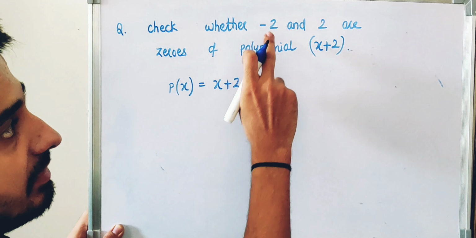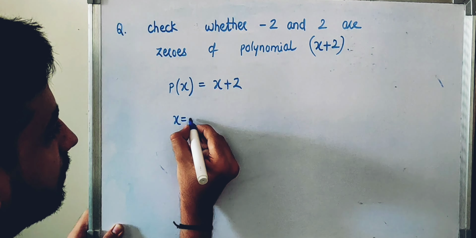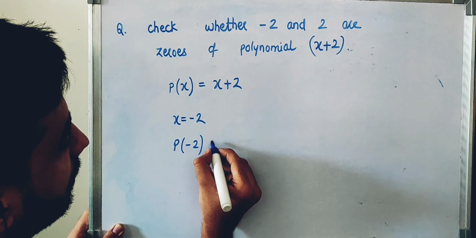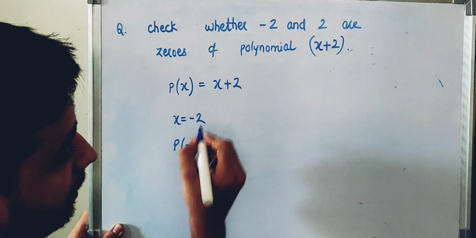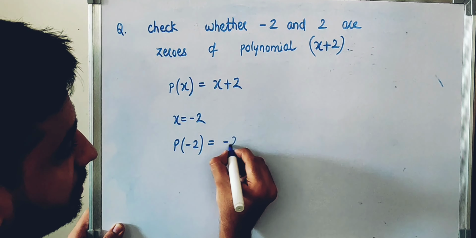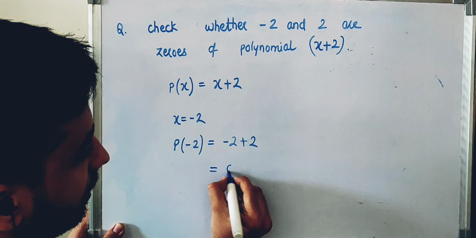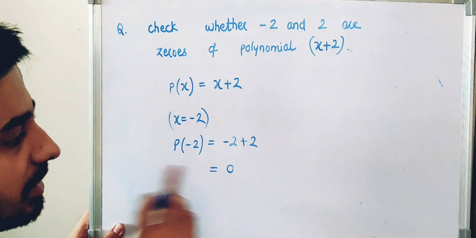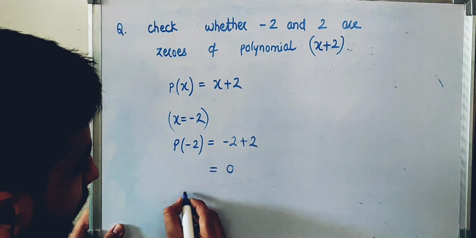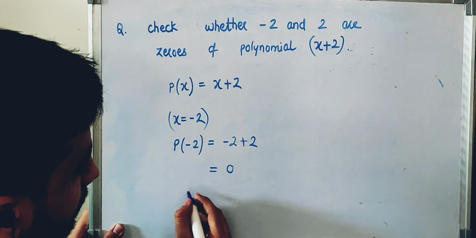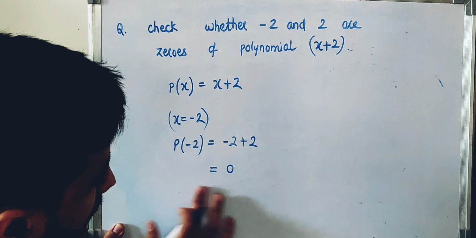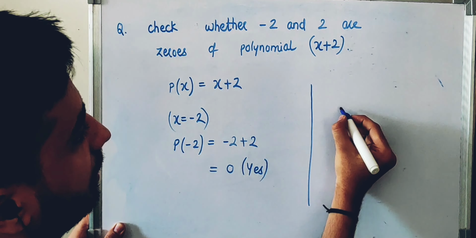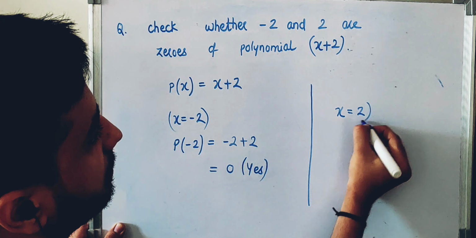First of all, we will check -2. So put x equals -2. So what will it become? P of -2 will be, put -2 in place of x, -2 plus 2. The answer is coming 0. On putting the value of x as -2, the answer is coming 0. So is it a zero of the polynomial? Yes. -2 is a zero of the polynomial. Just write here yes. Now we are going to check at x equals 2.